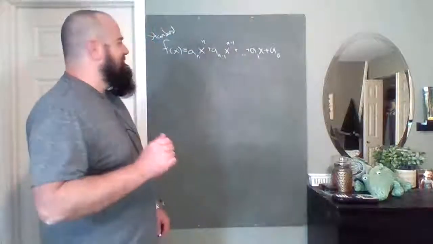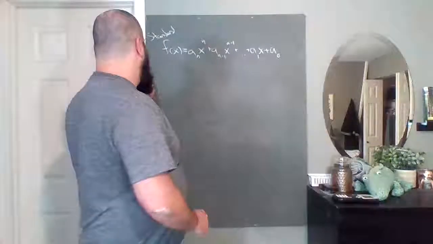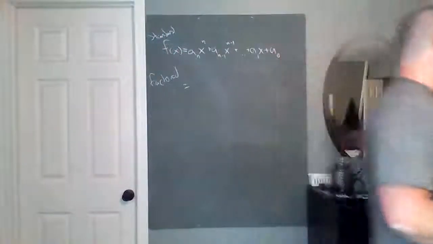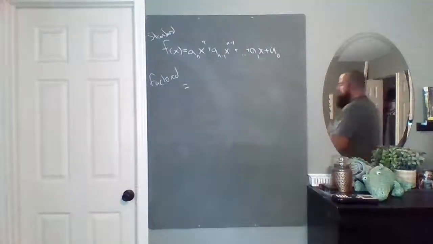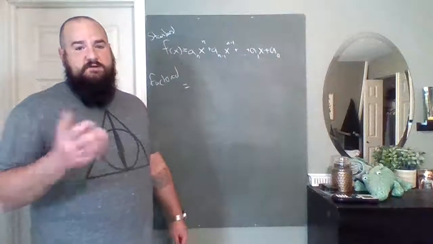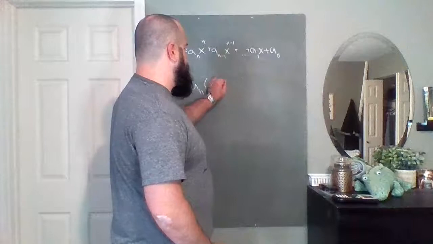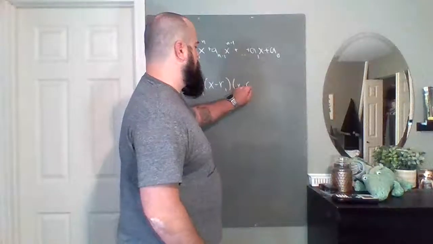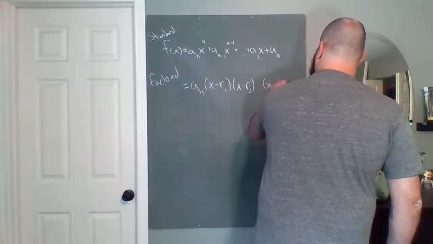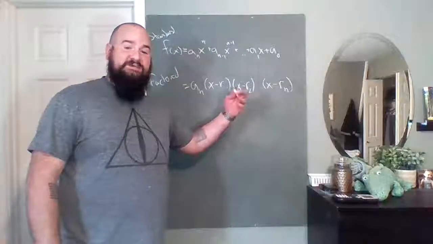Sorry about that. The other form that we have to use is the factored form. Okay, the factored form, very similar to that of a quadratic, looks like a sub n times x minus r sub 1, x minus r sub 2, dot dot dot, all the way up to x minus r sub n.